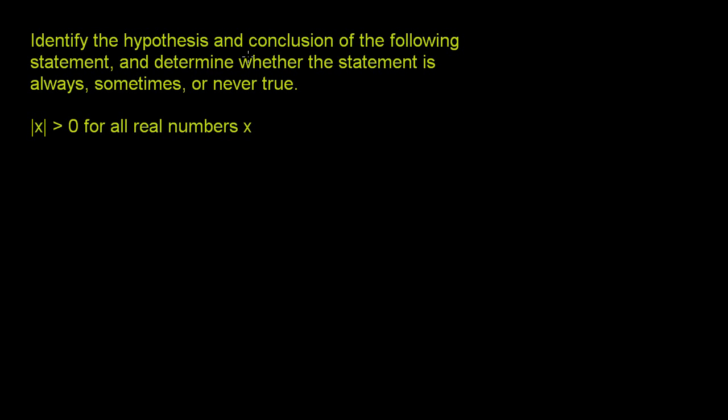Identify the hypothesis and conclusion of the following statement, and determine whether the statement is always, sometimes, or never true. The statement here is: the absolute value of x is greater than 0 for all real numbers x. Now, if I want to decide what the hypothesis and conclusion is here, it's usually a lot easier to figure them out if you rewrite this exact statement as an if-then statement.